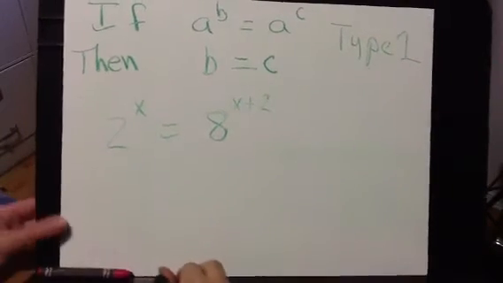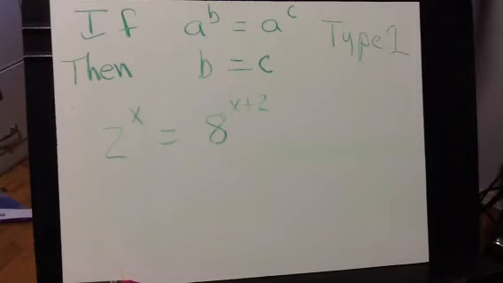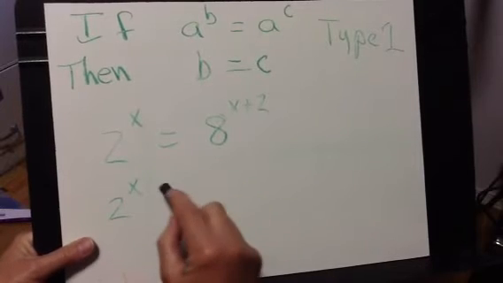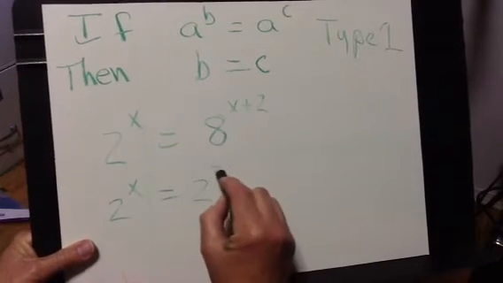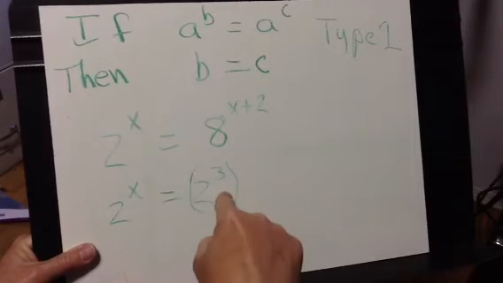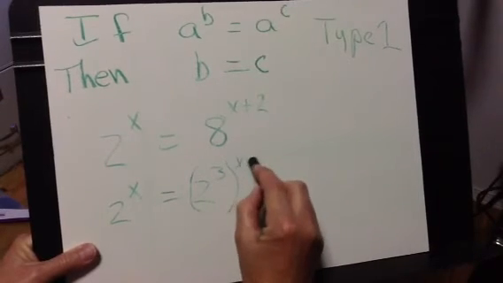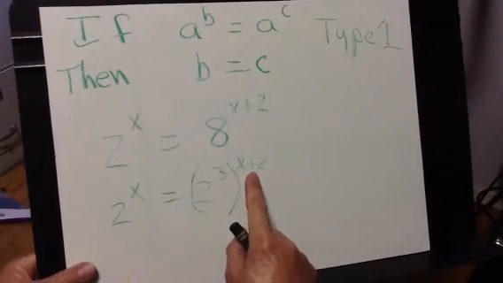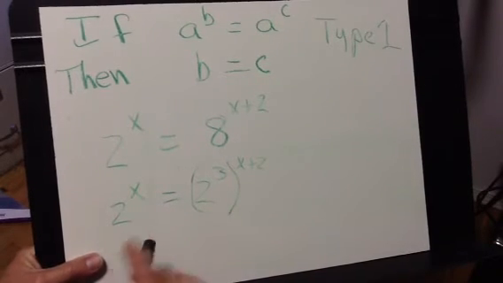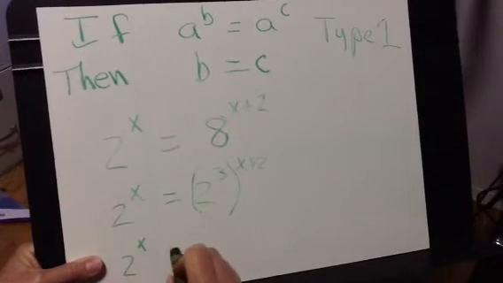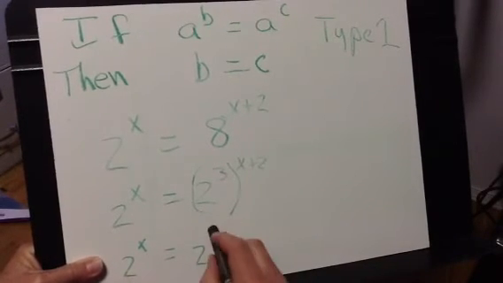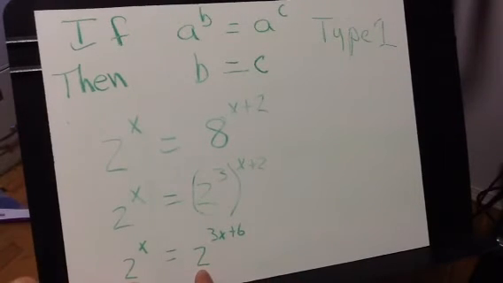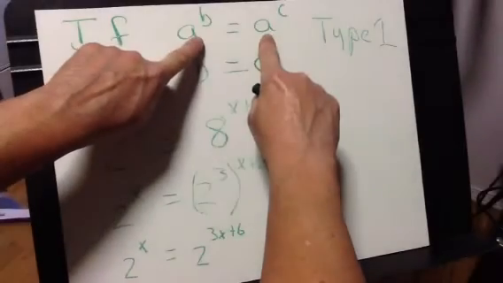Now, both of these sides are related to the base 2. 2 is raised to a power, so I'm going to leave that side alone. 8 is the same as 2 to the third. And 8 is raised to the x plus 2 power. Well, again, if you have a power raised to a power, you're going to multiply the exponents. So that means I have 2 raised to the x power is equal to 2 raised to the 3x plus 6. Those two bases are the same, just like those two bases are the same.